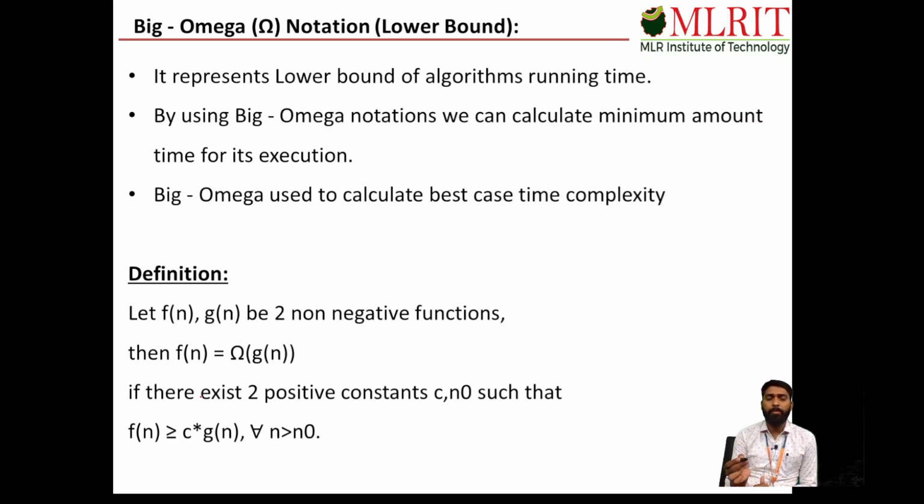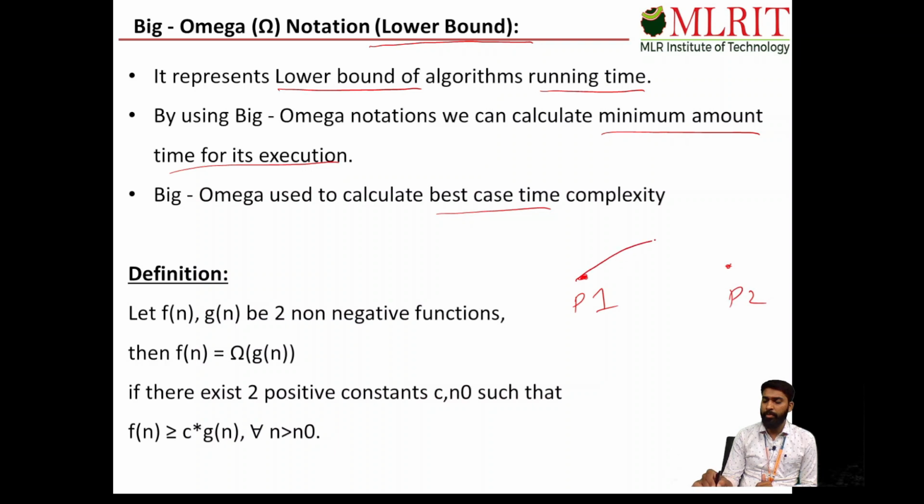Big O is the upper bound, big omega is the lower bound. It represents the lower bound of an algorithm's running time. By using big omega notation, we can calculate the minimum time for its execution, and big omega is used to calculate the best case. Previously we discussed that there is a place P1 and P2. Reaching from P1 to P2 takes 2 hours, that is the worst case. And what is the best case? Sometimes we reach in 30 minutes. This is the best case.